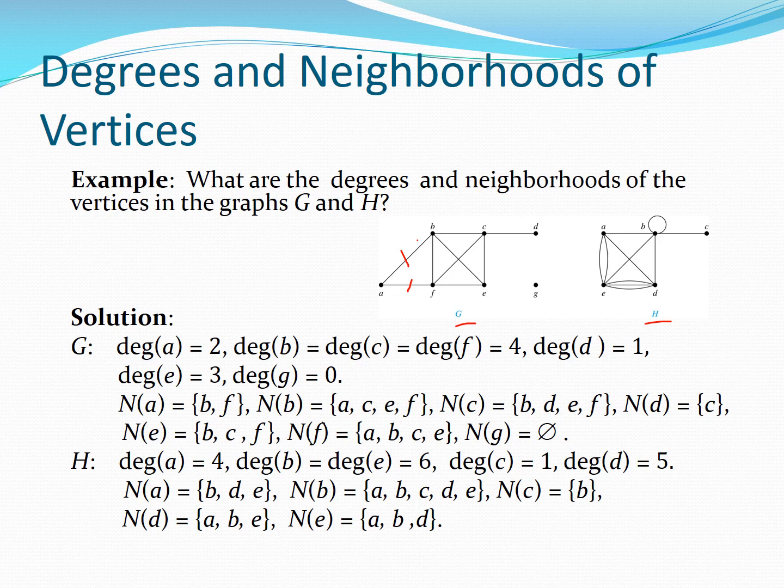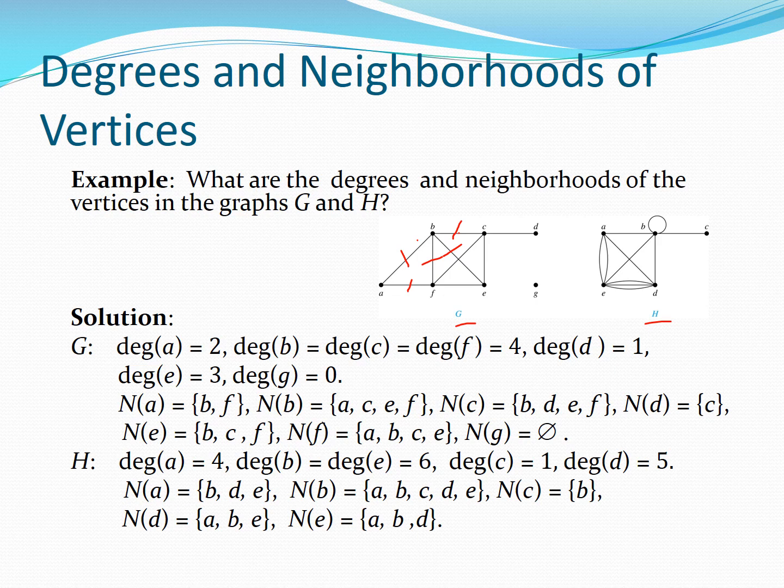You have 2, and you have 3, and you have 4, right? So you have 4 edges that are connected to B, so the degree of B is going to be 4. The same way, the degree of C is going to be 4. So there are 1, 2, 3, and 4 edges connected to C.